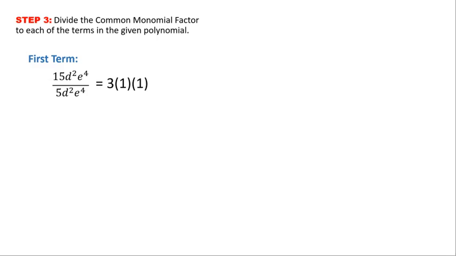And by getting the product of those quotients, we will have the final answer 3. So when we divide the first term by the common monomial factor, we will get the value of 3. Now let's divide the second term by the common monomial factor. Negative 10 d cubed e6f divided by 5d squared e to the power of 4.